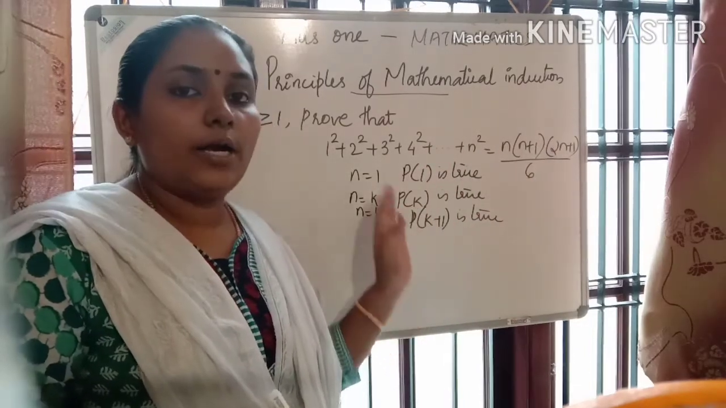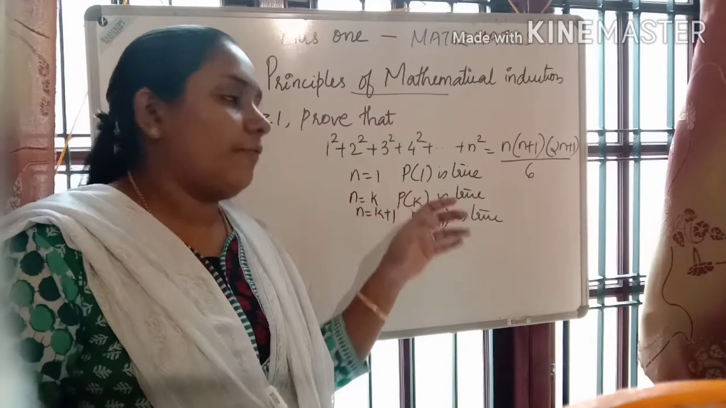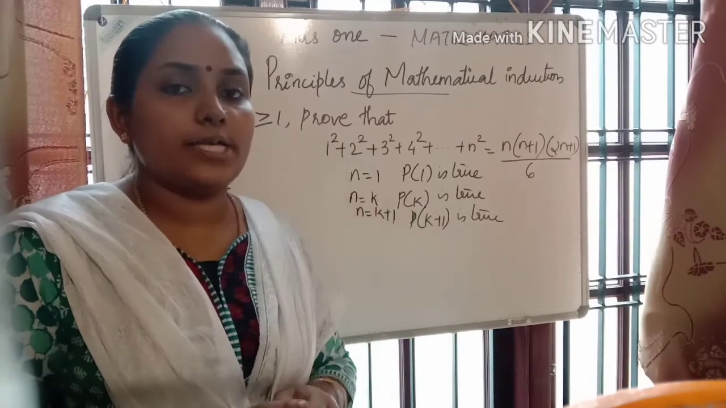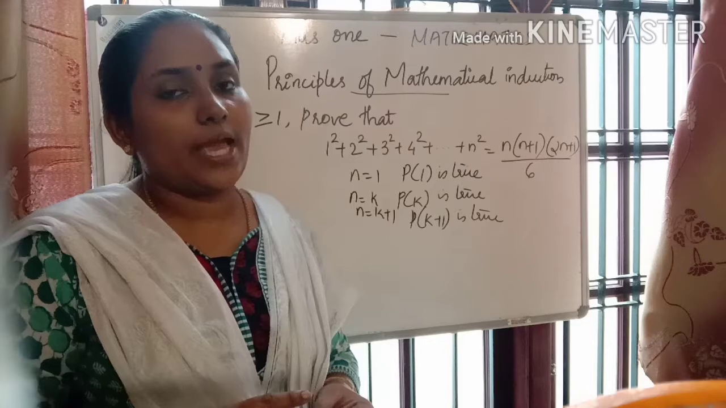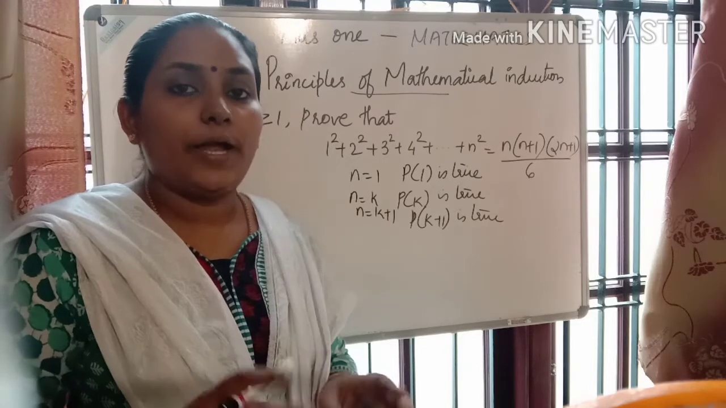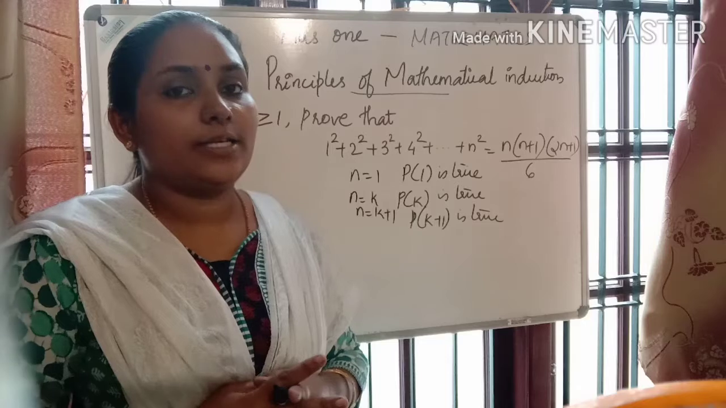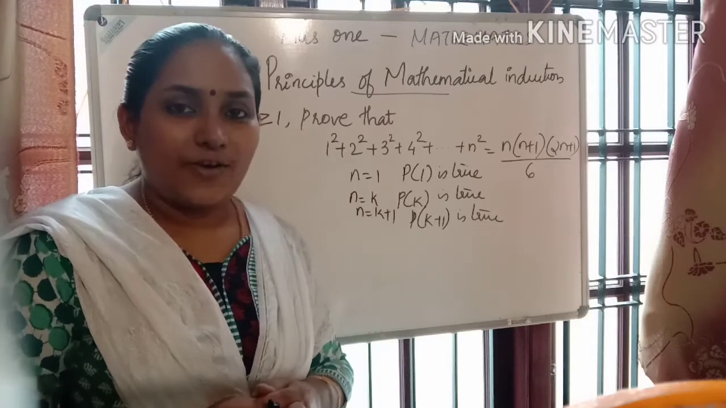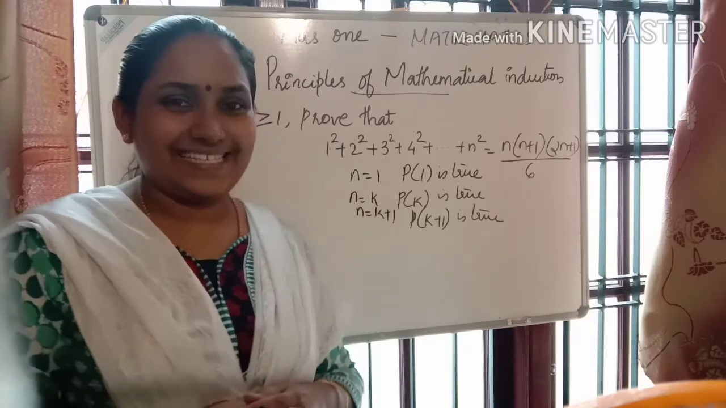At the end we get P of 1 is true, P of k is true, and P of k plus 1 is true. Very simple chapter. We can learn this chapter easily compared to the other chapters in this mathematics subject. Okay, let us start.